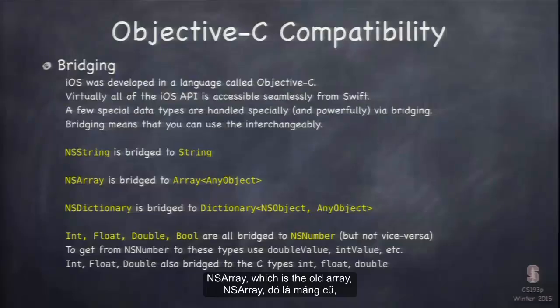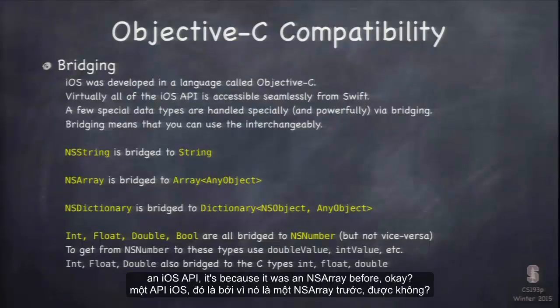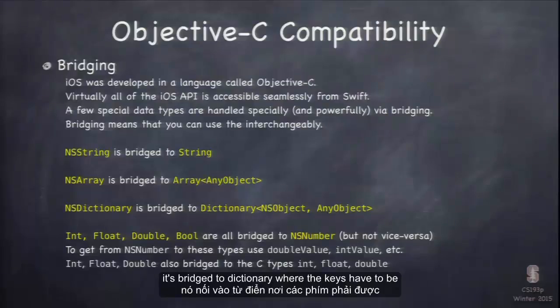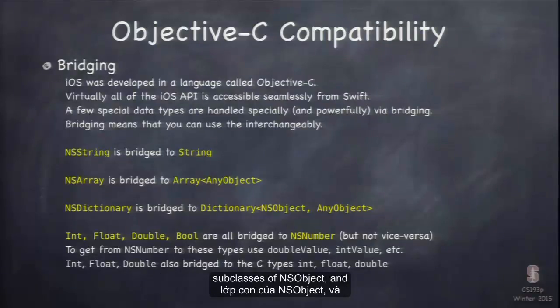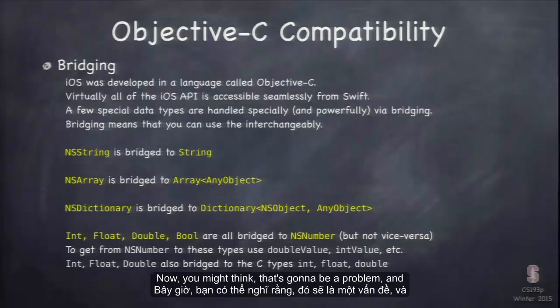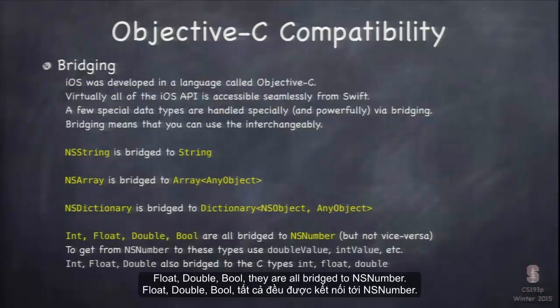NSArray, which is the old array, is bridged to array of AnyObject. Okay, so anytime you see an array of AnyObject in an iOS API, it's because it was an NSArray before. Okay? Then NSDictionary is an interesting one. It's bridged to dictionary where the keys have to be subclasses of NSObject and the values are AnyObject. Okay? Now, you might think, oh, that's going to be a problem, and I'll explain a little bit why that's not in a moment. And then, of course, Int and Float, Double, Bool, they're all bridged to NSNumber.